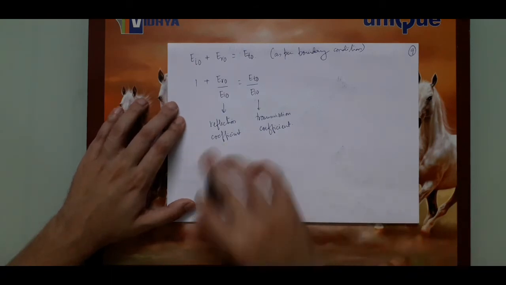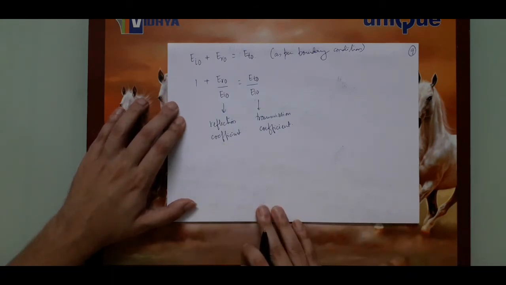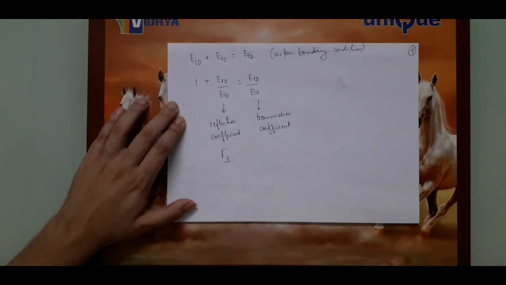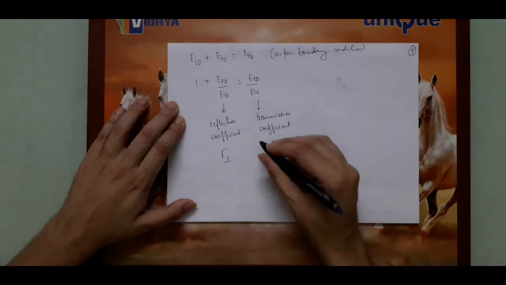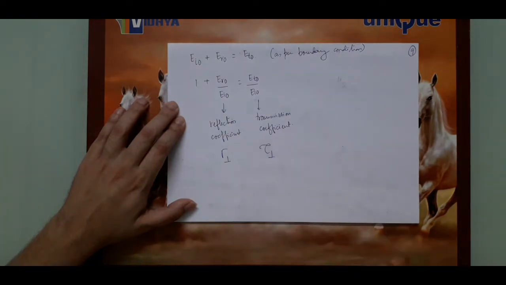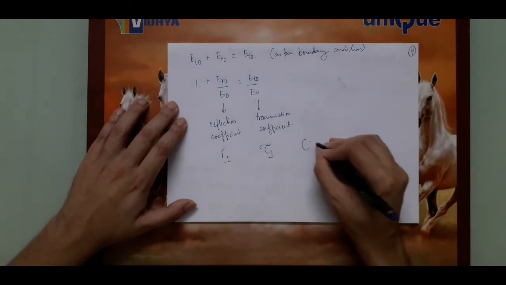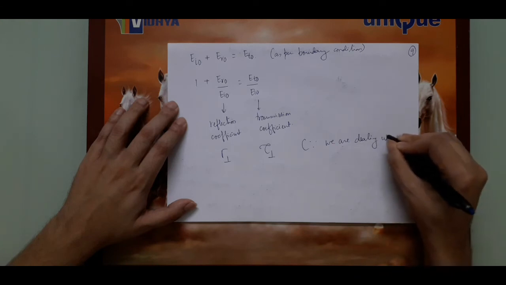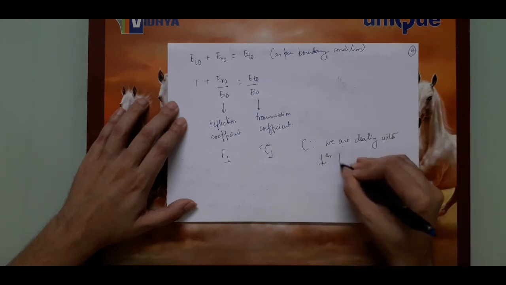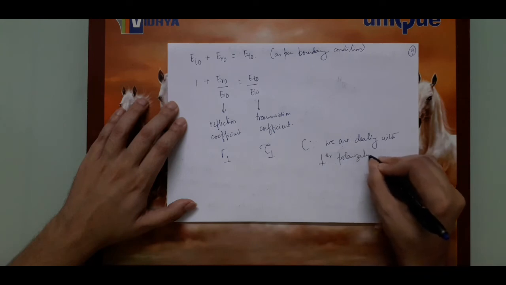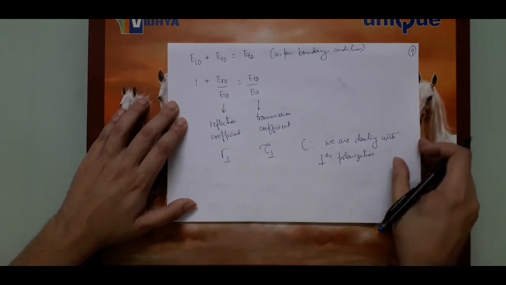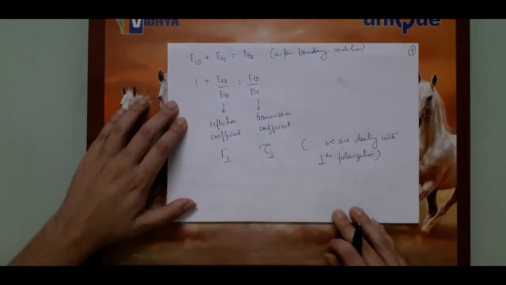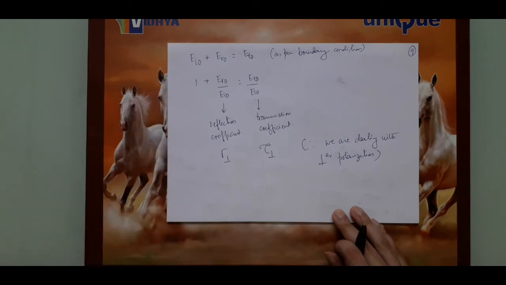So since we are talking of the perpendicular polarization, let us define the reflection coefficient as gamma suffix perpendicular. And the transmission coefficient we can define as tau suffix perpendicular, since we are dealing with perpendicular polarization. So what now can we say?